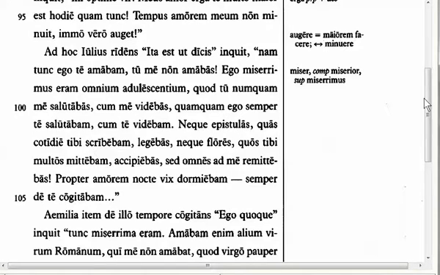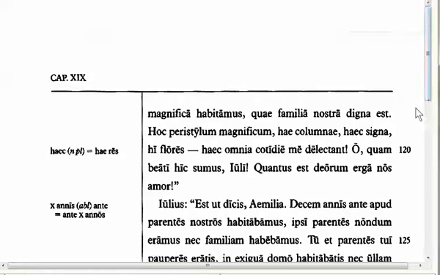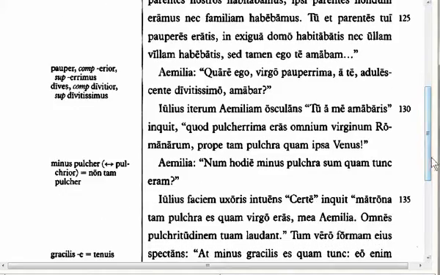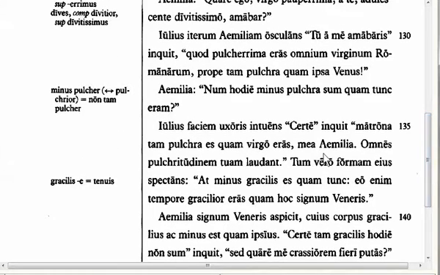The next feature I want to point out is in line 136. So let's go down here, and right here, we see matrona tam pulcra est quam virgo eras, mea Amelia. Certainly, Julia says, you are as beautiful a woman. A matrona means a woman who's had children. You are as beautiful a matron as you were a young maiden, my Amelia. Virgo is an unmarried girl. And so, tam quam, as beautiful as you were. So you are now as beautiful, there's est, present tense, as eras, you used to be as a maiden.